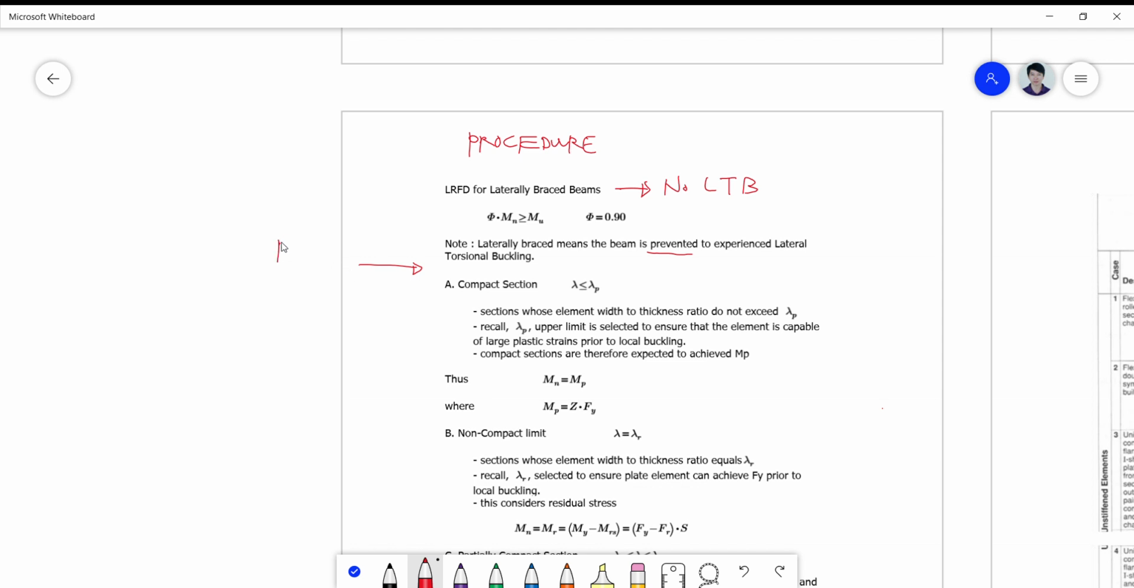So your requirement for compactness, okay, is our main focus in this regard. Okay, so when you say compact, all we have to do is to check lambda r and lambda p. Okay, wherein lambda r is simply the non-compact limit and lambda p is actually your compact limit.